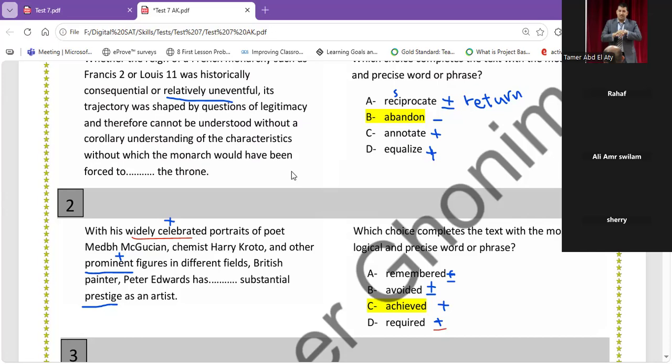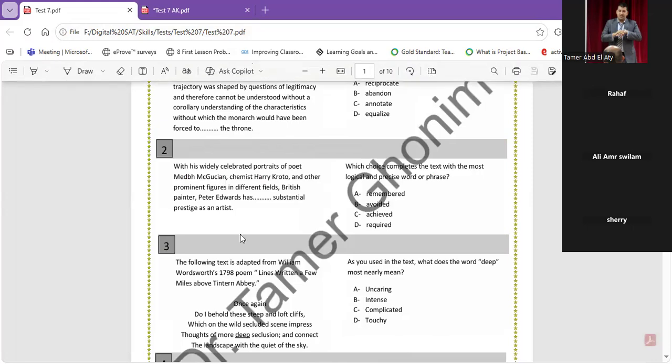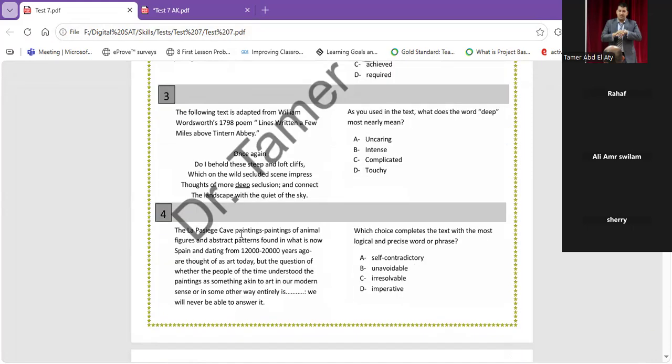So with his widely celebrated portraits, positive, of poet Midba Mokshem, chemist Harry Kroto, and other prominent, positive figures in different fields, British painter Peter Edwards has substantial prestige as an artist. So we need something positive. It's not gonna be avoid, it's not gonna be remember or require, it's gonna be achieved. Achieve that kind of prestige. And all of you got it right. Let's go to number three.